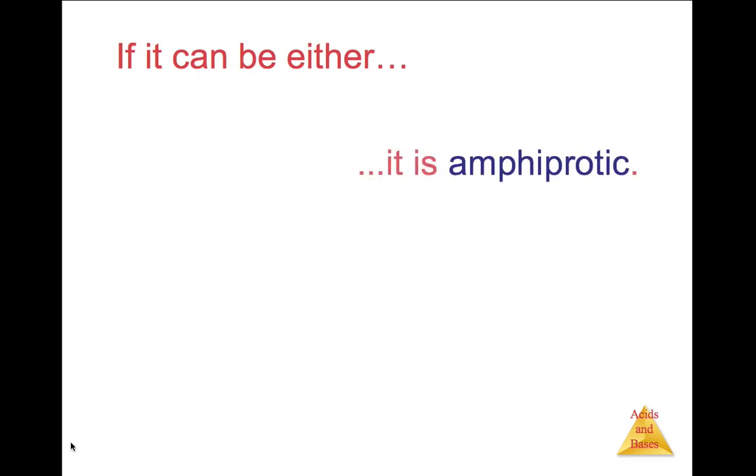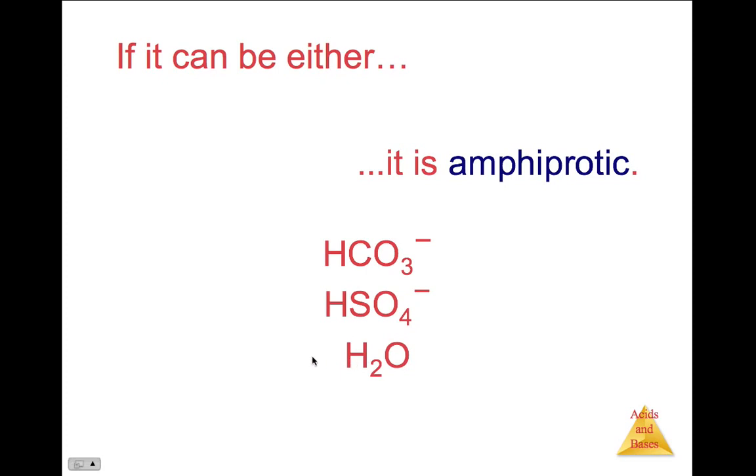If it can be either an acid or a base, it is called amphiprotic, and 3 amphiprotic examples are given right here. Notice that water is one of those things. It can be an acid or a base. It can donate a hydrogen or it can accept one.